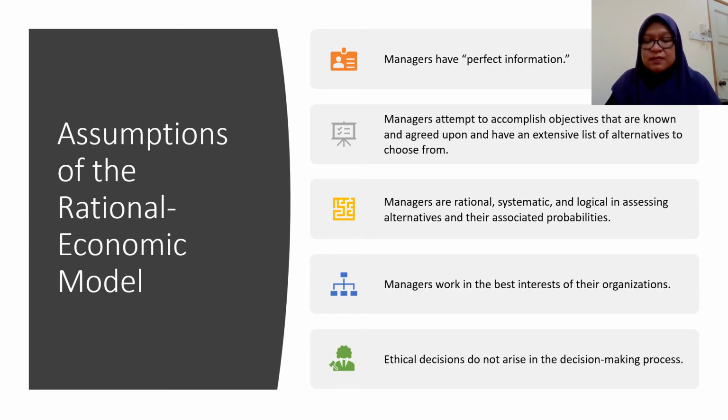Managers are rational, systematic, and logical in assessing alternatives and their associated probabilities. So we assume that the managers are very rational, systematic, and very logical, and they choose the best alternative or choice to solve the problem. Managers work in the best interest of the organization, so we assume that whatever decisions the manager makes are for the best of the organization. Ethical decisions do not arise, so the manager is completely aware of ethics and acts accordingly. So these are the assumptions that we make whenever the manager is making decisions for the organization.